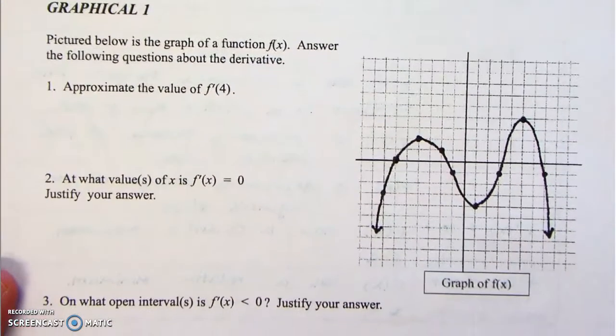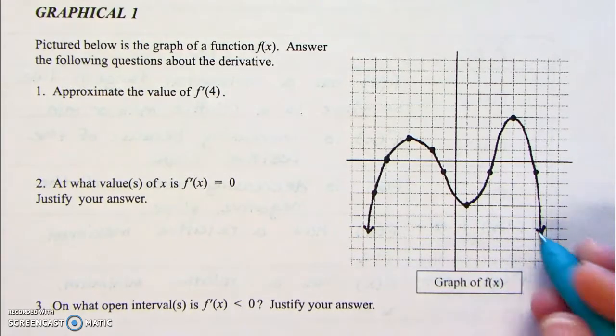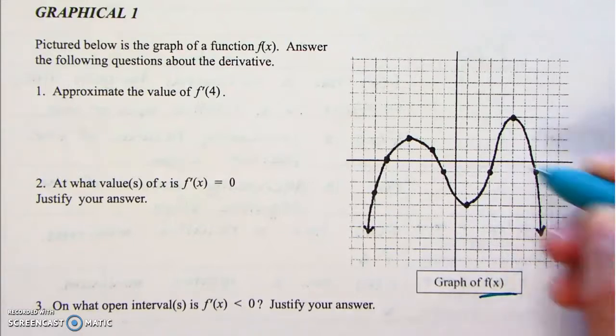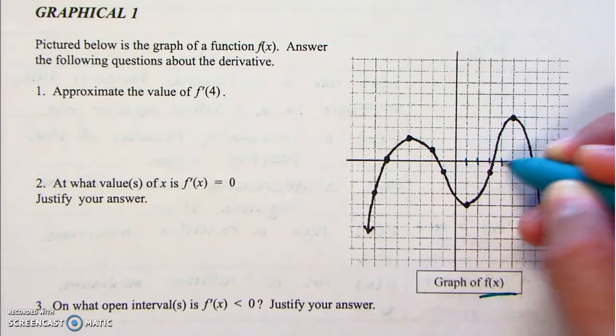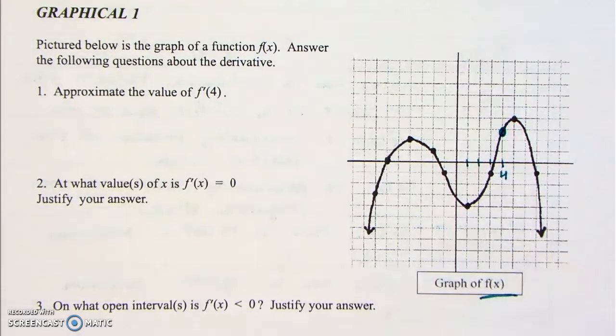So graphical 1, pictured below is the graph of function f. Answer the following question about the derivative. Approximate the value of f prime of 4. Now again, this is a graph of the derivative. Sorry, this is a graph of the original function. So go to 1, 2, 3, 4, and put a point there.